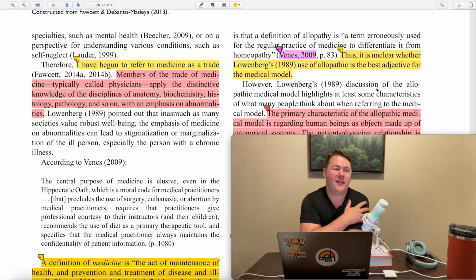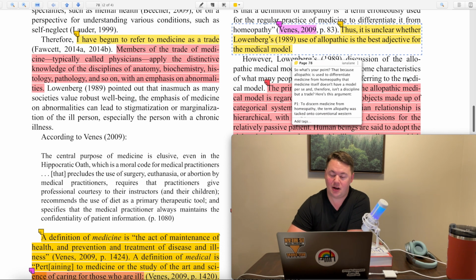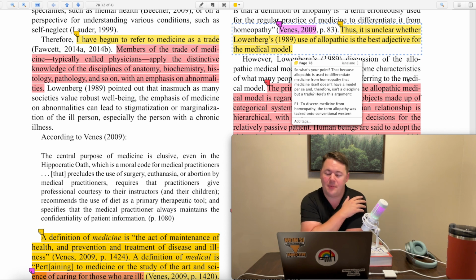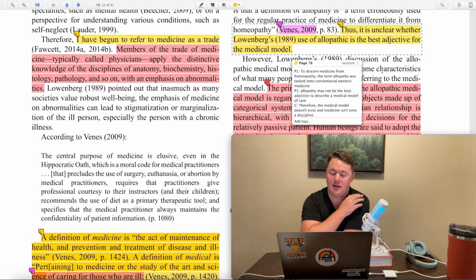And the contrast is said to be the fact that allopathic medicine is real medicine, whereas homeopathy is not. And so allopathic is supposed to be like some helpful adjective to delineate real medicine from fake medicine or something like that. How that's relevant to this paper is not quite clear. But it strikes me that the point she's trying to make here is that because allopathic is used to differentiate medicine from homeopathy, medicine itself doesn't have a medical model because the definition of what allopathic adds to medicine isn't clear or something. How this works into her arguments is very strange. So again, I'm going to take a moment to describe a bit of a logical fallacy in the form of a syllogism.